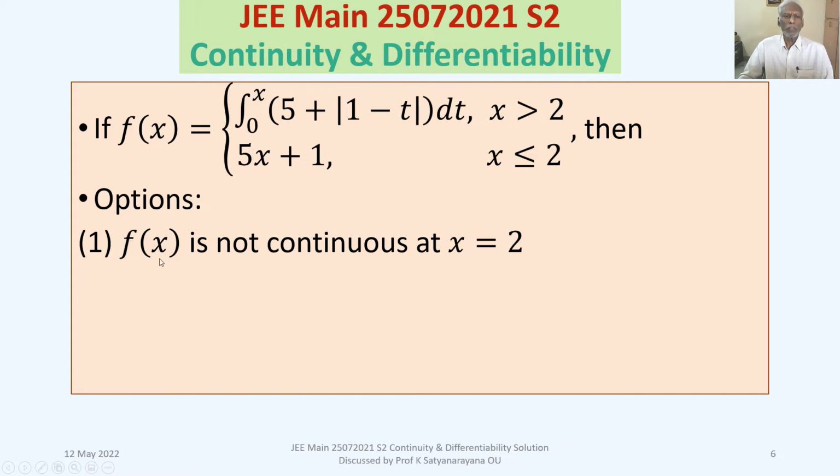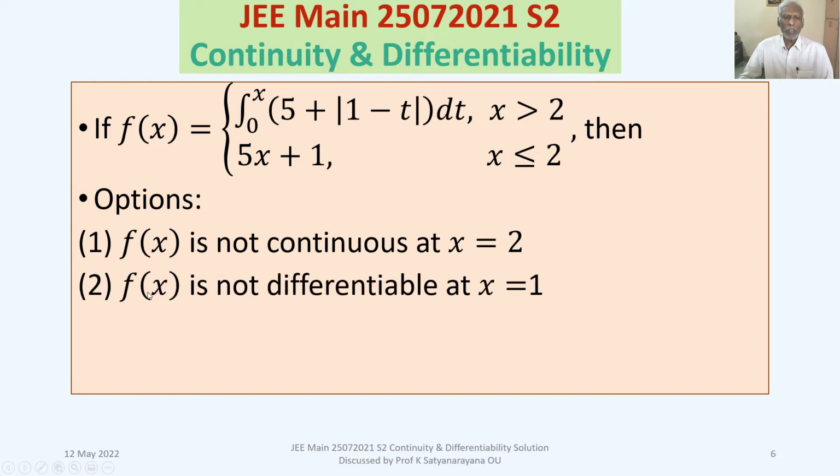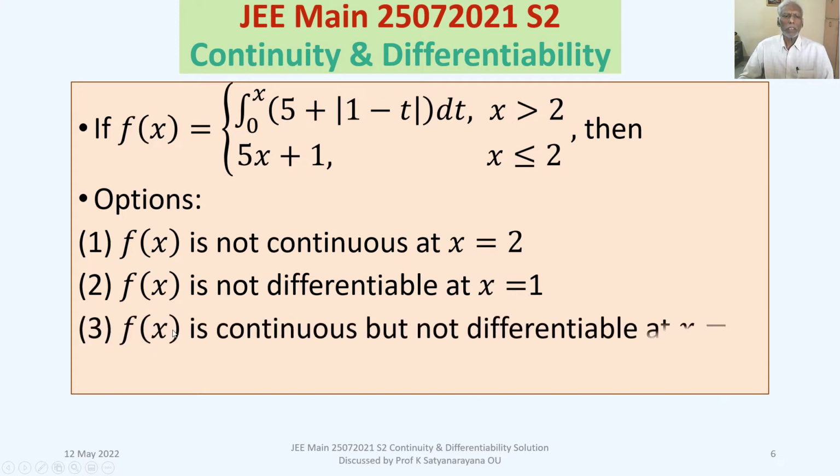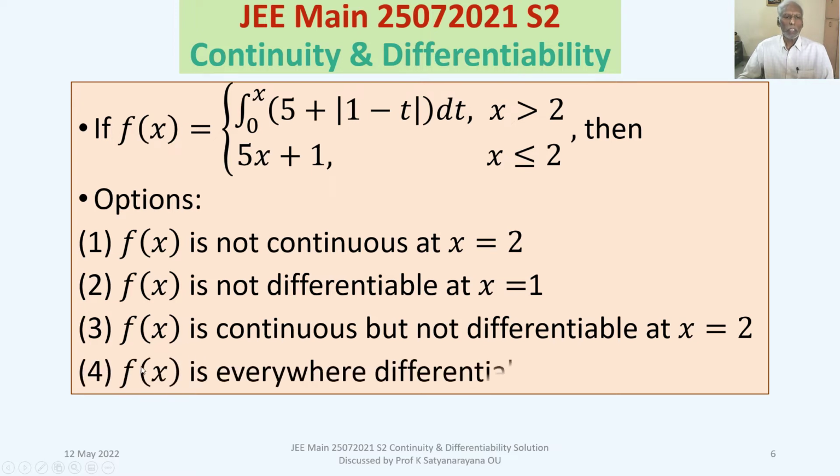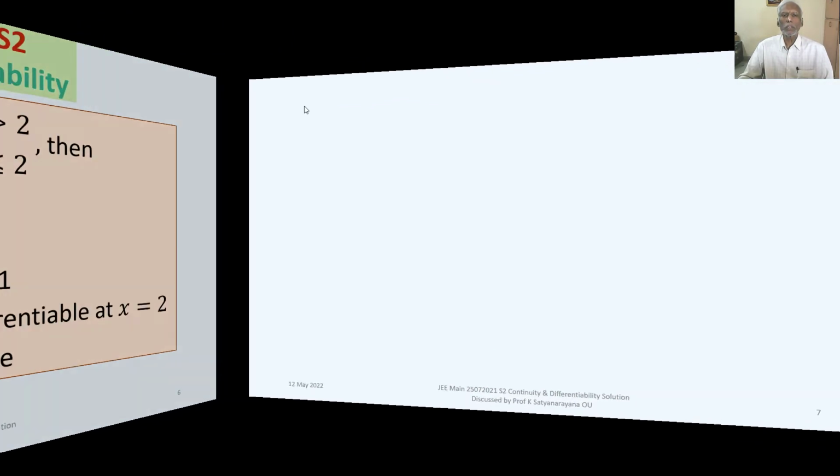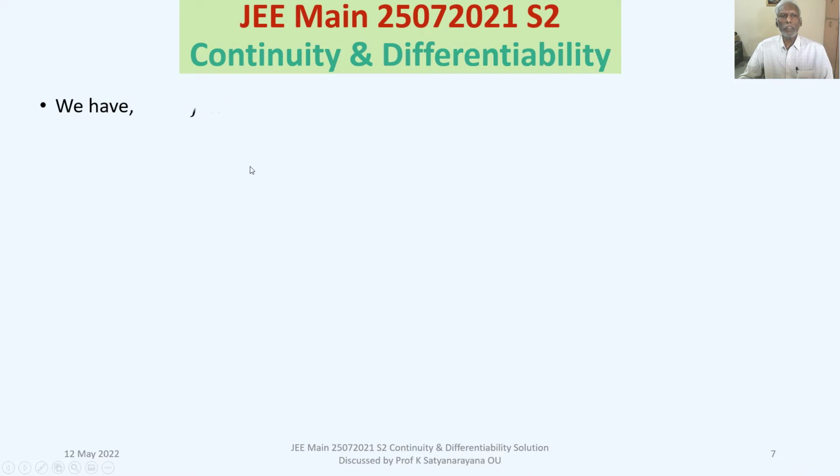Option 1, f(x) is not continuous at x equal to 2. Option 2, f(x) is not differentiable at x equal to 1. Option 3, f(x) is continuous but not differentiable at x equal to 2. Option 4, f(x) is everywhere differentiable. Let's now discuss the solution of the problem in detail.